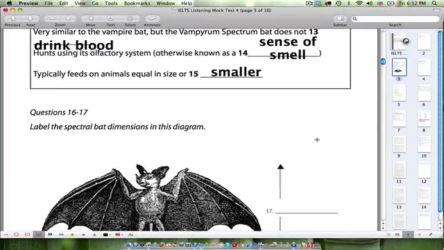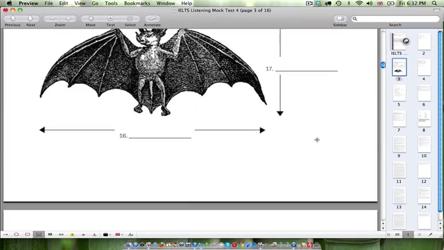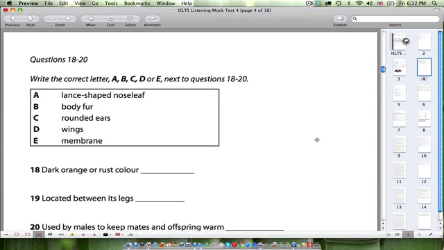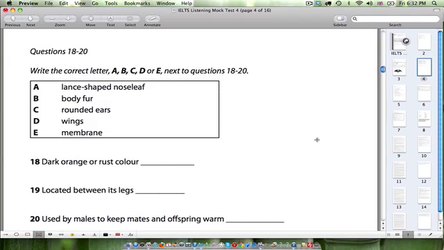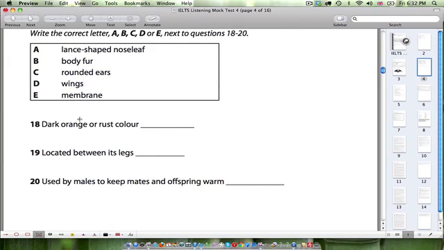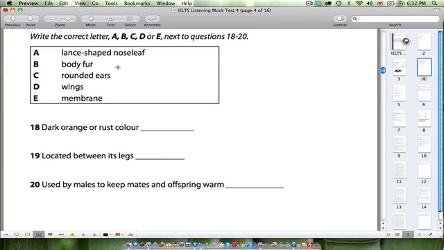16 to 20. Okay, previewing 16 to 20. Okay, we already talked about those. Let's look at these ones. Write the correct letter A, B, C, D, E next to the questions. Okay, dark orange or rust in color. Now these look like different parts of the bat: body fur, rounded ears, wings, membrane located between its legs, used by males to keep mates and offspring warm. Offspring means its babies, mates means the animal that it has produced the babies with. So it looks like we're going to have to match these body parts with these descriptions.